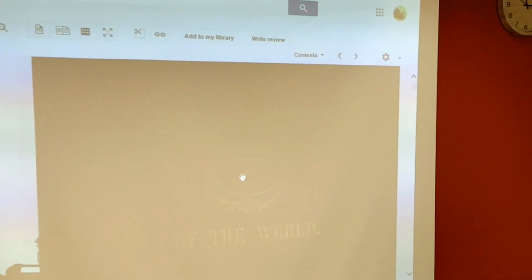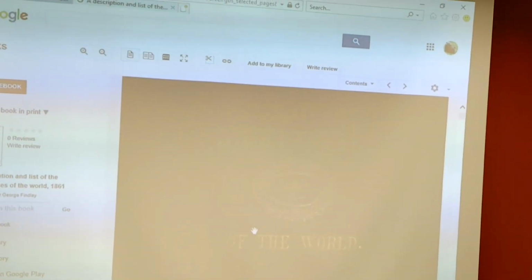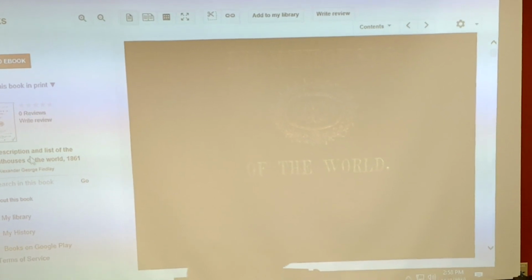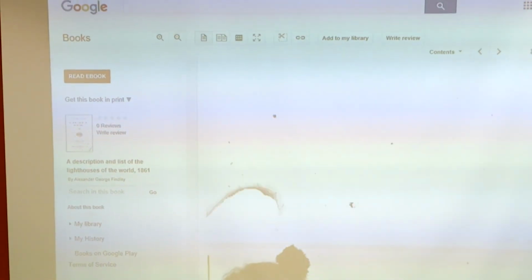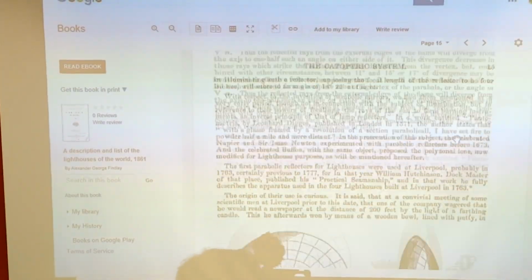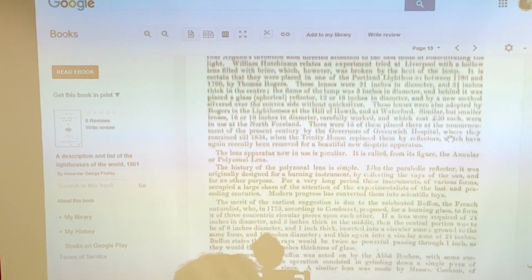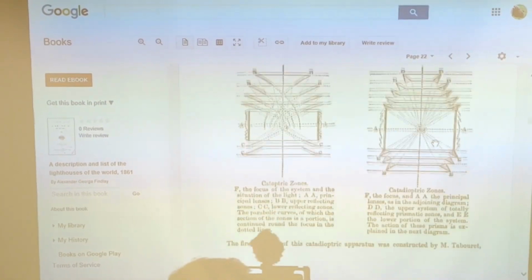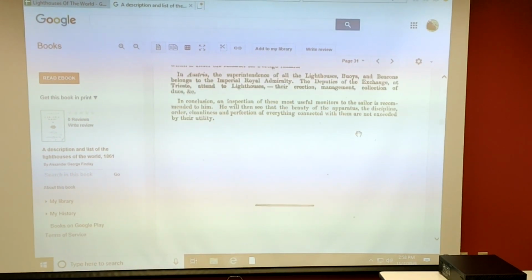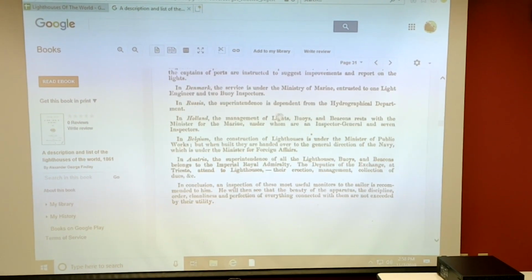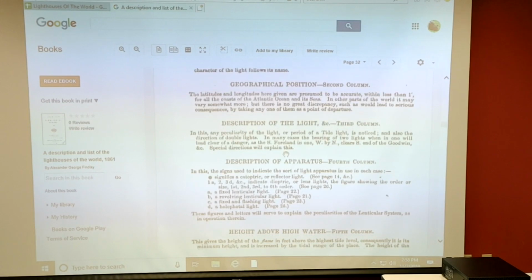So here's the book, Lighthouses of the World, 1861. It's hard to see in here, but here's a description. I just started going through some brief summarization of what lighthouses are and the types of lights used in lighthouses. And here are the general remarks.